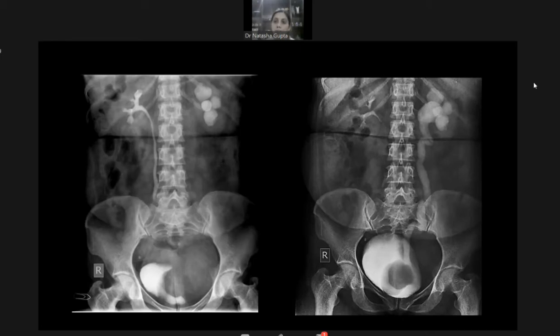But a purely extrinsic mass, is it possible to produce this kind of a filling defect within the bladder? This definitely appears to be an intraluminal lesion, right? You would agree. Okay, anyways.